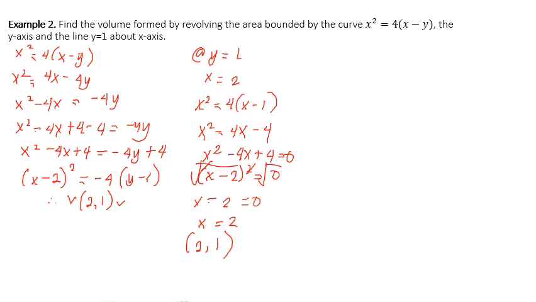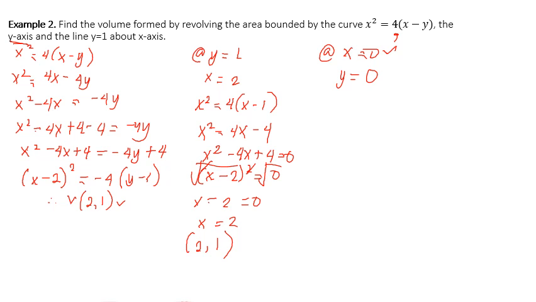Now, at x equal to 0, because we have the y-axis as one of the conditions to get the area bounded by the curve, the y-axis, and the line y equals 1. So at the y-axis, x is equal to 0. So therefore, the value of y is 0. Just substitute the value of x, which is 0, into the equation of the parabola. So you get y is equal to 0.